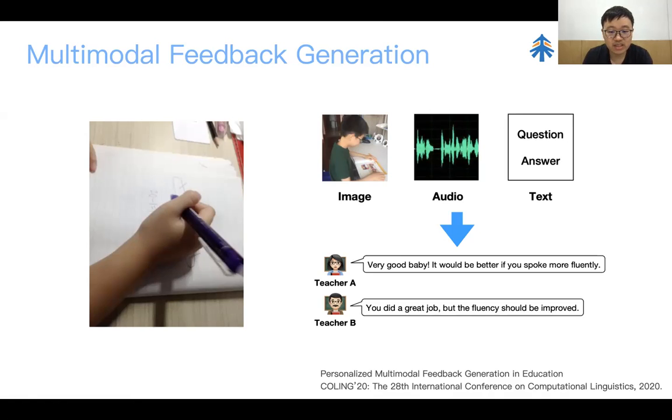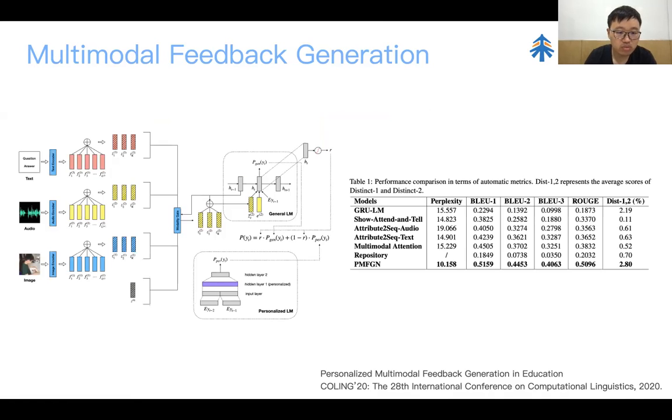And from our side, we get the videos which contain the images, audio, and text, and we would like to generate the feedback from the video. So in this work, we built a multimodal feedback generation engine, which considers information from text, audio, and images. We designed a modality gate which controls which part of the information is utilized to generate the feedback. And as you can see here, this is the performance of our PMFGN model, which has the best performance under a wide range of natural language generation evaluation metrics. The details of this approach are published at COLING last year.